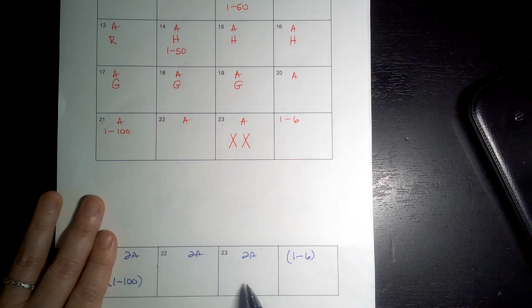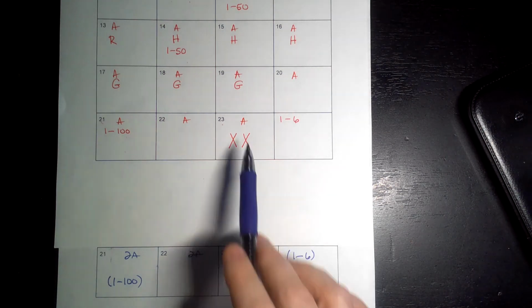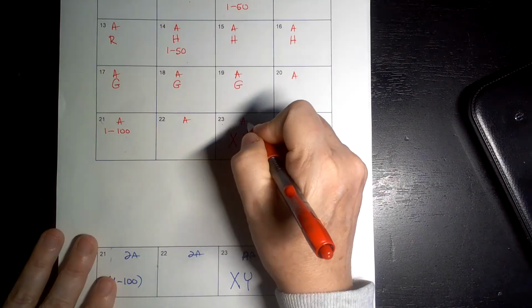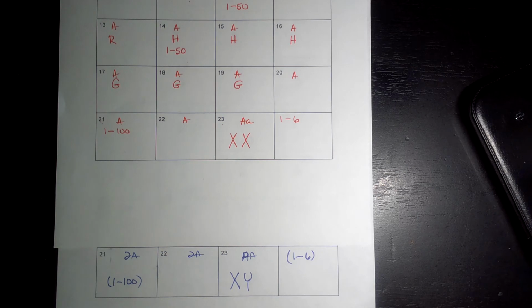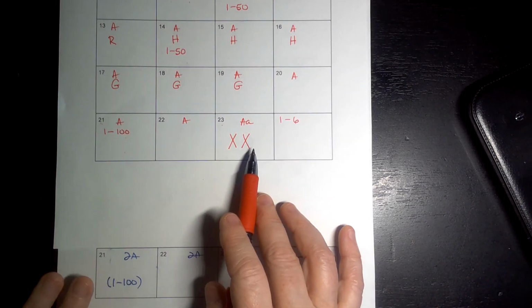Down here, if you are a male, in your 23rd box you have to write the letters XY, okay? So you should already have 2 A's in this box, whatever it is, and then an XY, and then in this red, up here, you should have 2 A's and then XX for Mom. Mom, you are done on this page, so we don't do anything else for Mom.